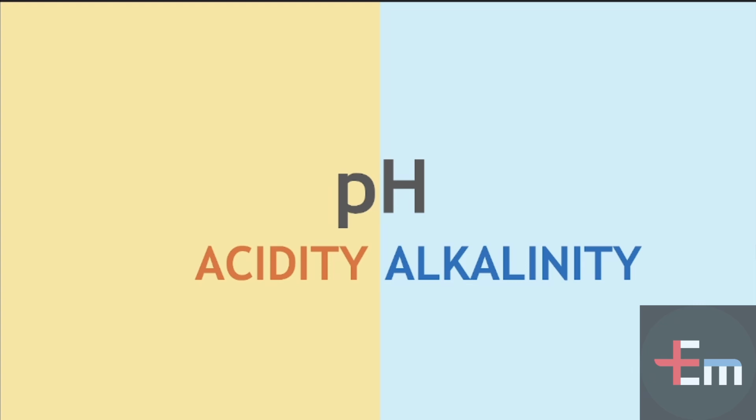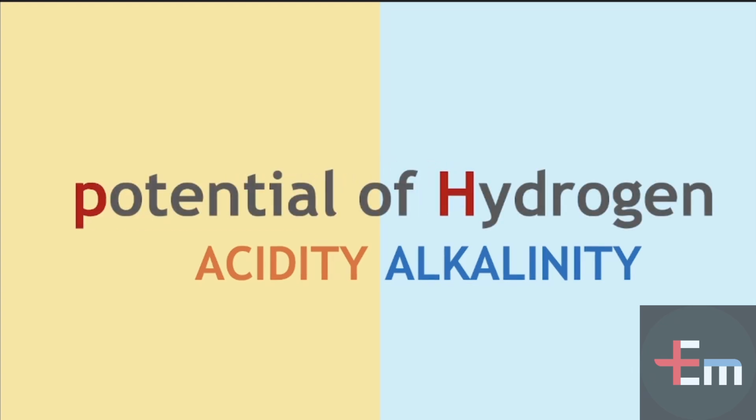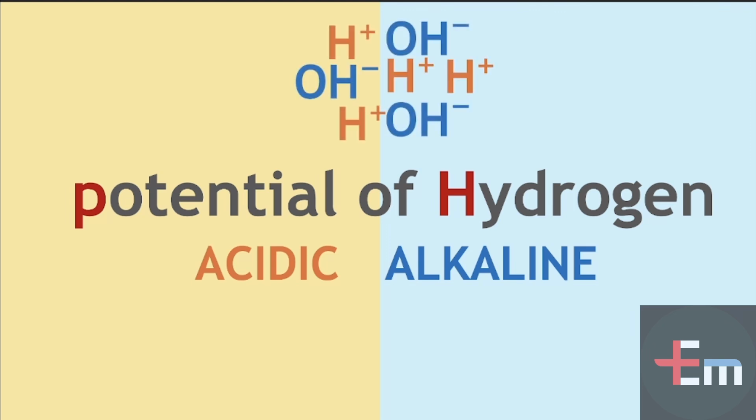pH means the potential of hydrogen, which means how concentrated hydrogen ions are in a substance. If you want to know what ions are, check out my next video. If H+ ions are more concentrated than OH- ions in a solution, the pH will be lower, meaning it's acidic. Vice versa, if OH- ions are more concentrated than H+ ions, the higher the pH, meaning it's alkaline.